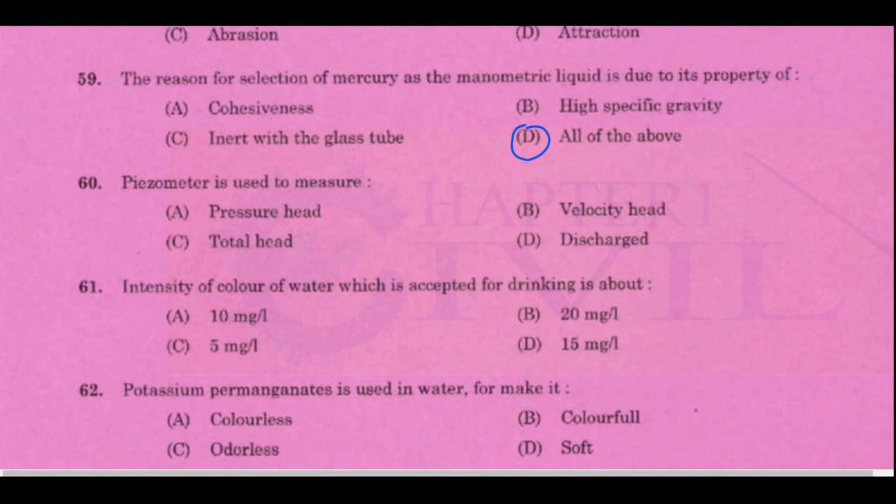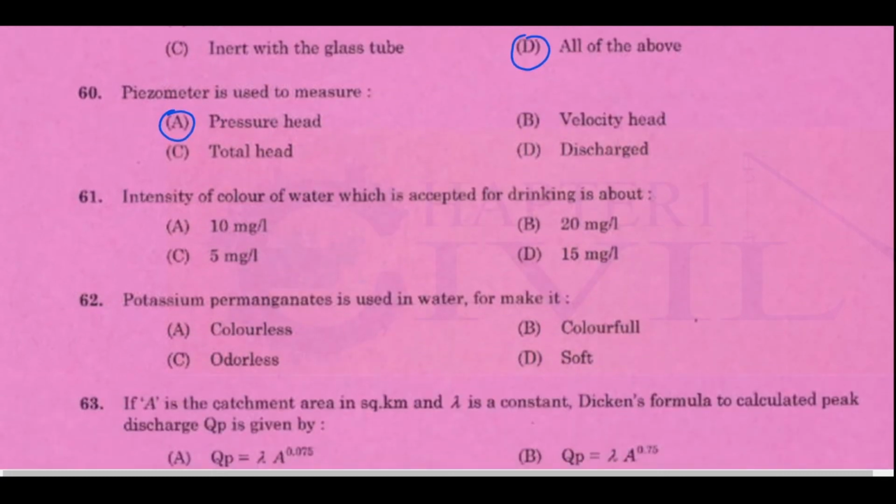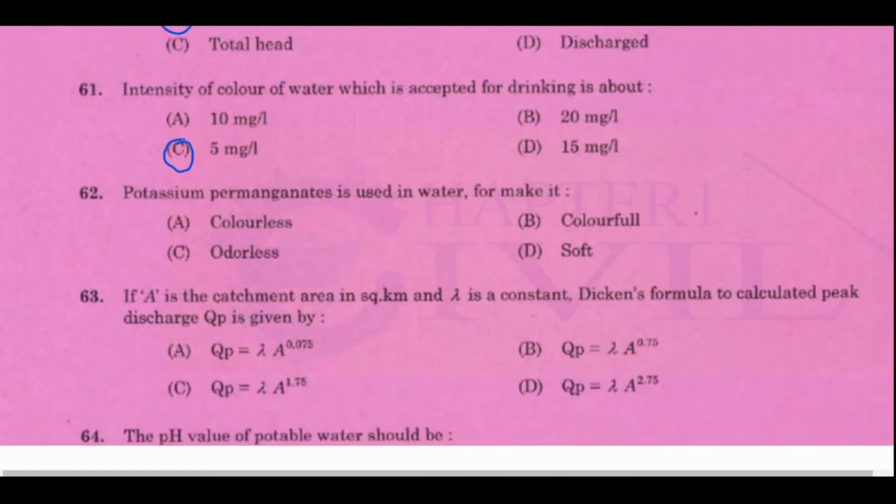Piezometer is used to measure pressure head, velocity head, total head, discharge. Piezometer is used to measure pressure head. Question number 61. Intensity of color of water which is accepted for drinking is about 10 milligram per liter, 20 milligram per liter, 5 milligram per liter, 15 milligram per liter. 5 milligram per liter is the accepted intensity of color for drinking water.